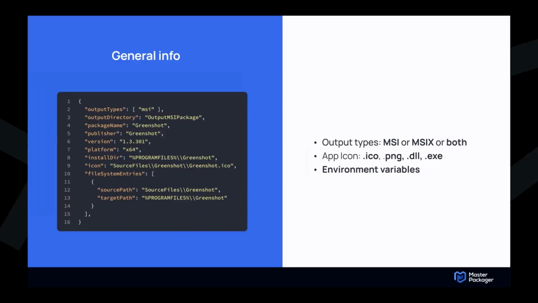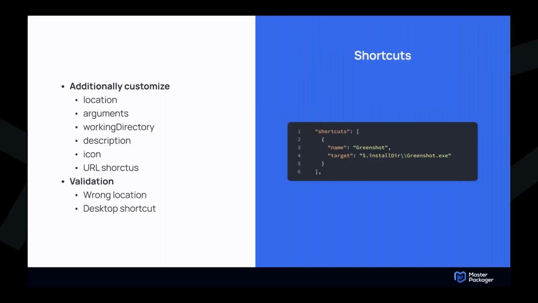So again, you don't need to learn some specific paths for a specific solution. You use things that you have always known in the Windows operating system. When you want to build a shortcut for your application, again, it's as simple as setting a target for the executable you want to create a shortcut for.